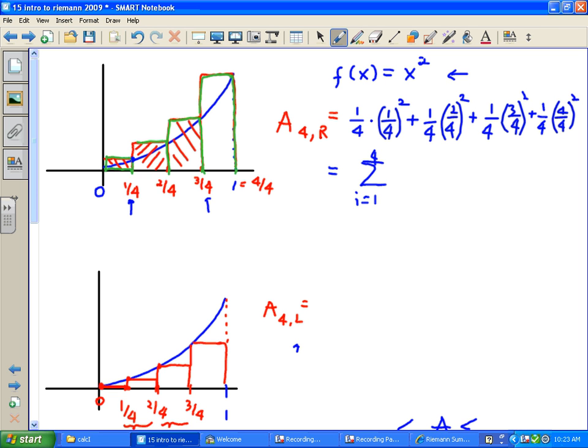Basically, you can use the right endpoint to get the height. You can use the left endpoint. To be honest with you, you could use the midpoint. You could use any point in that interval, as it turns out. But right endpoints usually make it the easiest one, so I'm starting with that one.